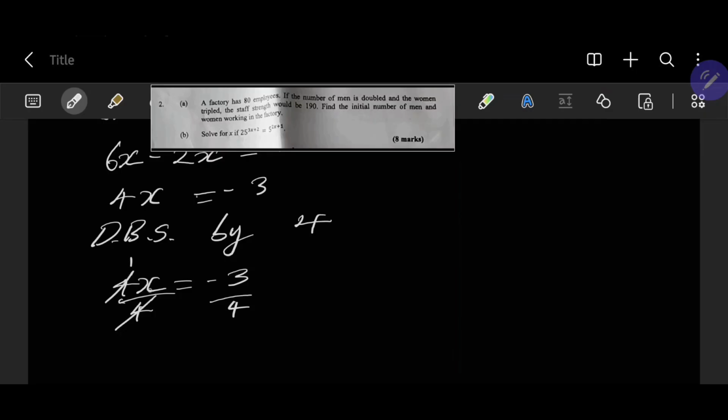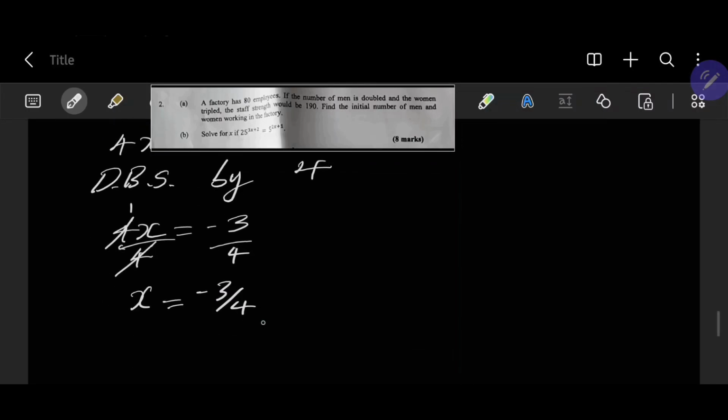So 4 into 4, we have 1. 1 times x is still x. And on the other side, we have negative 3 over 4. So that means x is simply equal to negative 3 over 4. So that's the answer.